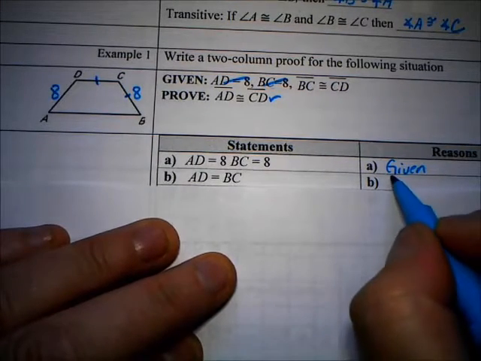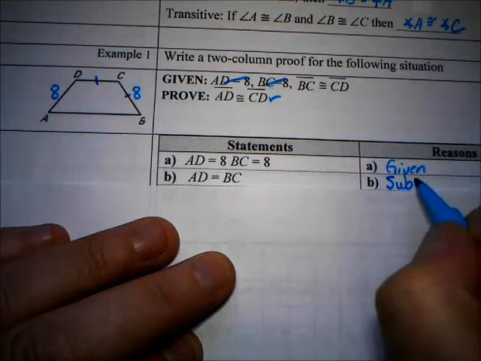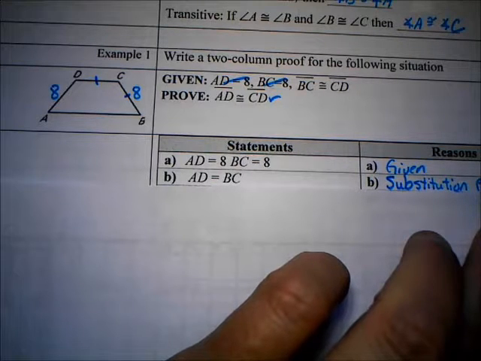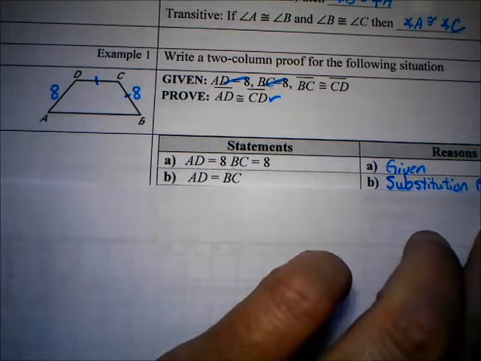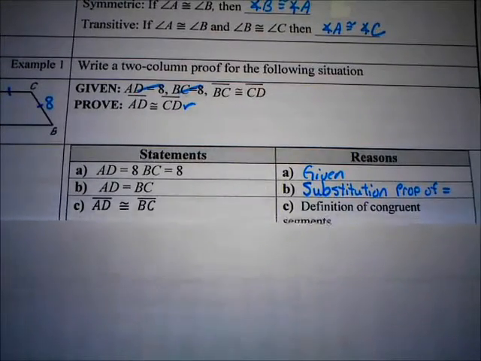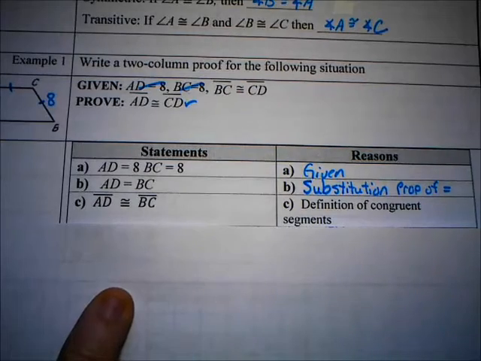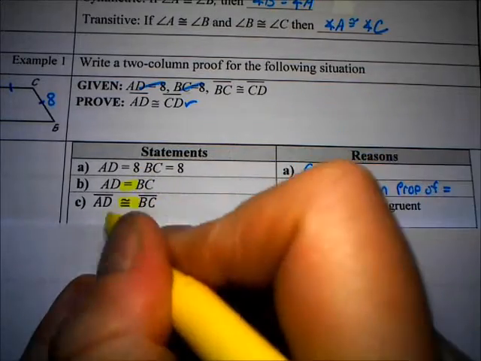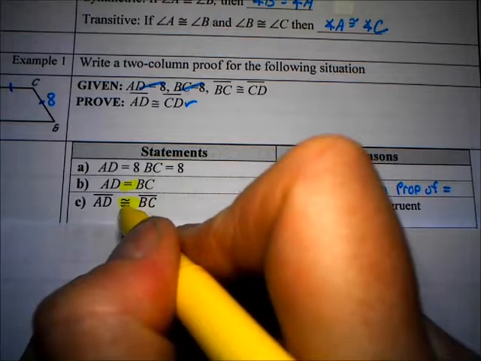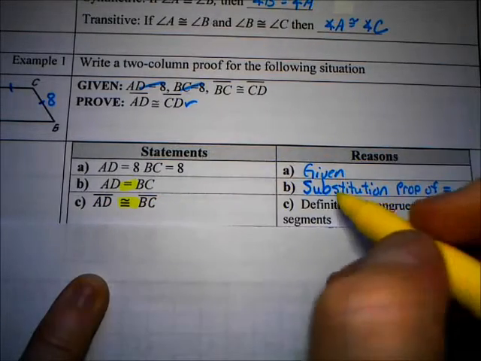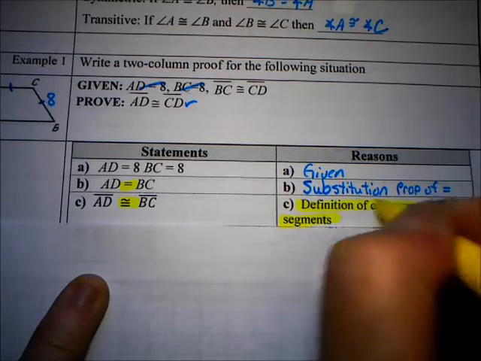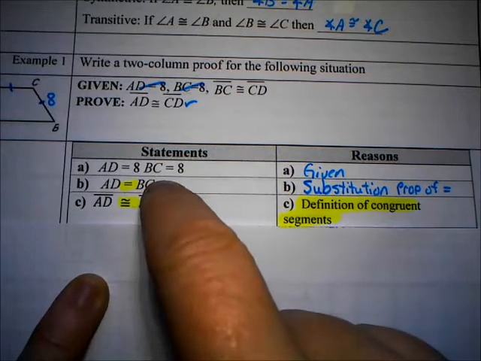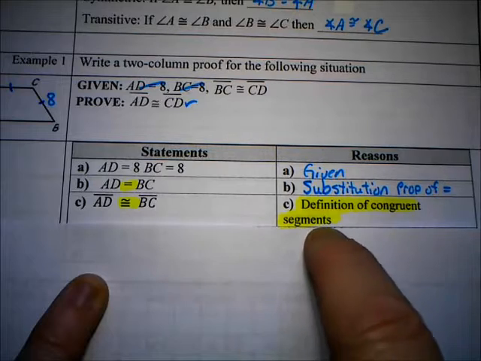Let me go down here and put substitution in our blank. Okay, so we have substitution property of equality. Now on C, I went ahead and filled this in because this has not been told to you yet. When I go from equals to a congruency, notice this is the same letters, but I went from equals to congruencies with the segment notation above it. This is called definition of congruent segments. When I go from an equals to a congruency, it's something you need to know and take note of. Going from equals to congruence is definition of congruent segments.